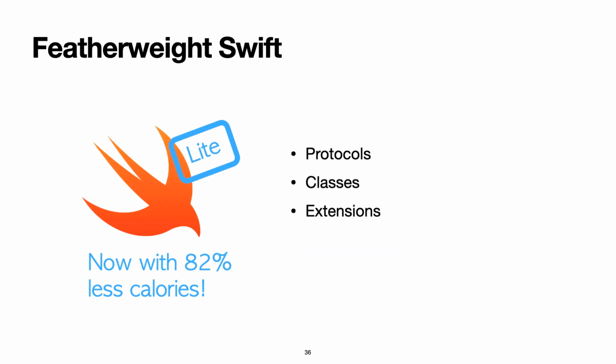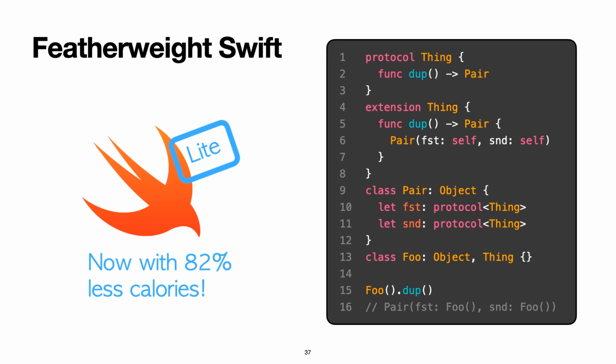What we kept includes protocols, classes, and extensions, along with retroactive modeling. We also tried to keep Featherweight Swift as close as possible to real Swift so we could copy-paste programs in an actual Swift compiler. This was very helpful to the design of the formal semantics, as it allowed us to test assumptions against a reference implementation.